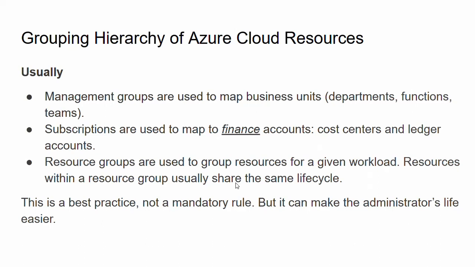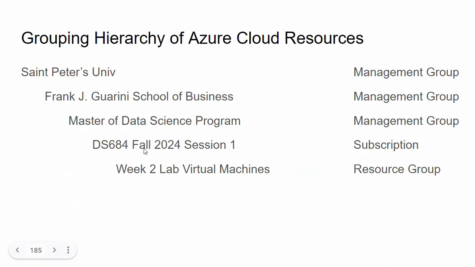Then eventually under this subscription, there's a resource group that can group resources for a given workload. And usually the resources inside share the same life cycle. They get created together and get deleted at the same time. Now this is a best practice. That's not a mandatory rule. You can do anything you want in creating an organizational hierarchy. But if you stick to these three understandings, it makes your life much easier.